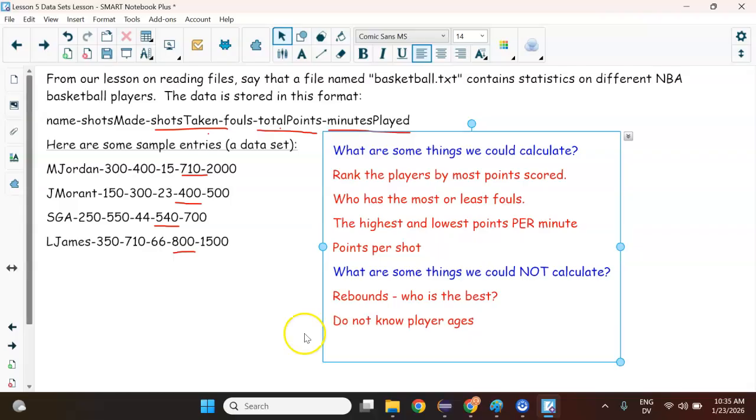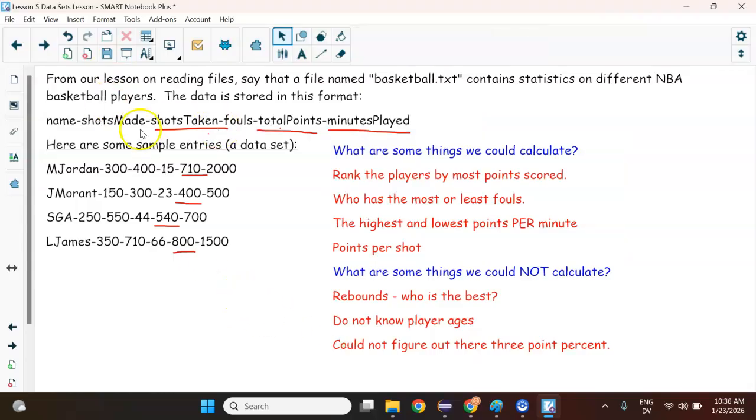A little more nuanced one would be that we could not figure out their three-point percentage, meaning what percentage of three-pointers they make. We can figure out their shooting percentage. We just divide the shots made by the total shots.